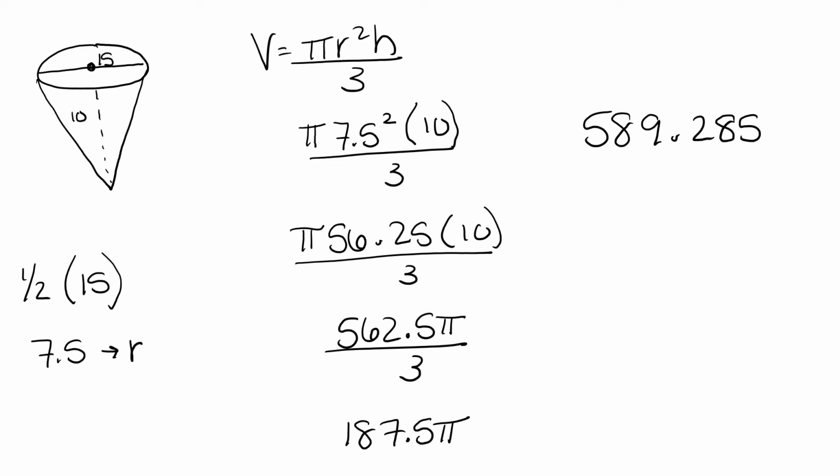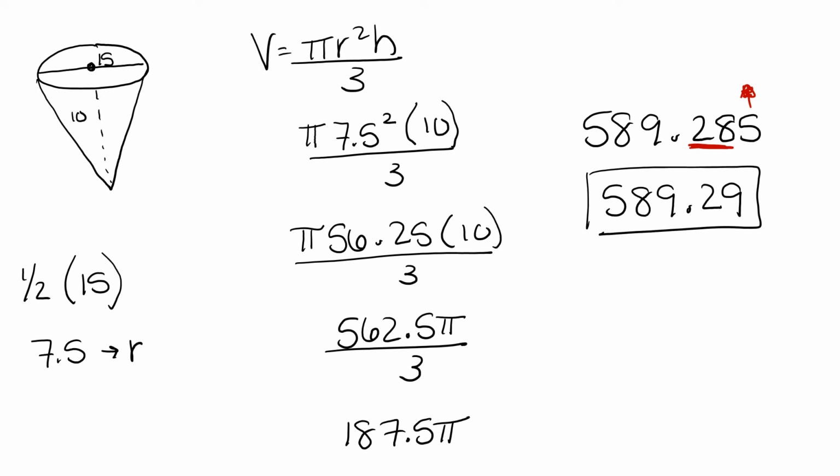It tells us to round to the nearest hundredth, so that's the 28. The 5 tells us to round up, and so our answer, the 0.28, rounds up to a 0.29. 589.29. For our last problem, the sphere, we have our sphere with a radius of 7.